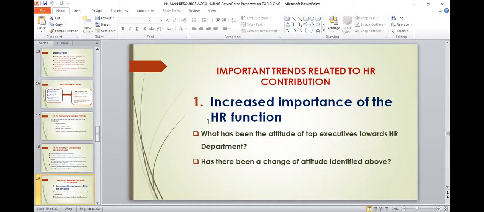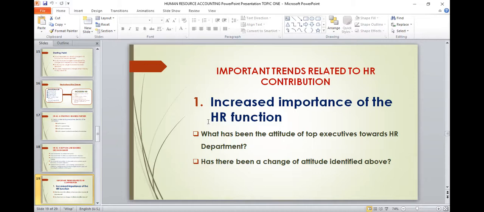And according to some research that has been conducted, all of us are in agreement, of course, that there needs to be change. So these improvements in the human resource function are what we want to look at under the important trends which are related to the HR contribution. As you try to demonstrate your contribution, these are some of the changes that you have to embrace as a human resource professional. So one of these changes that I'll briefly talk about is the increased importance of the HR function.